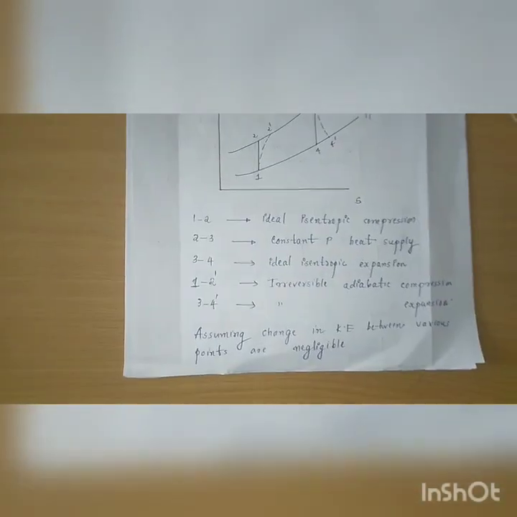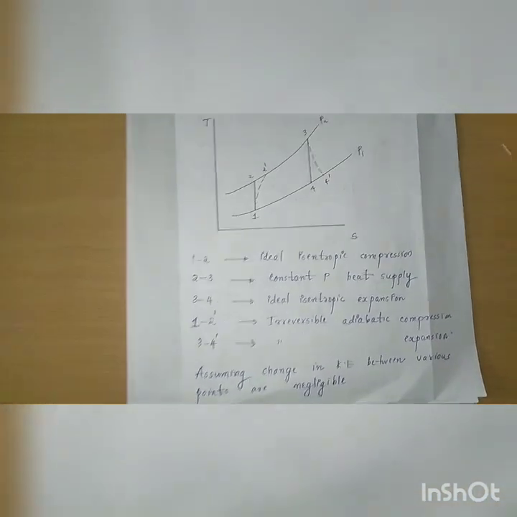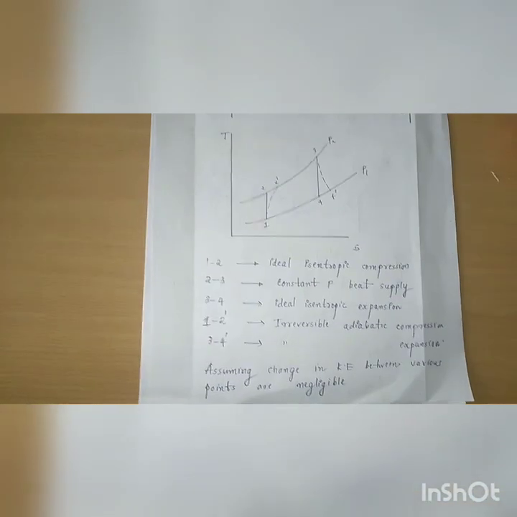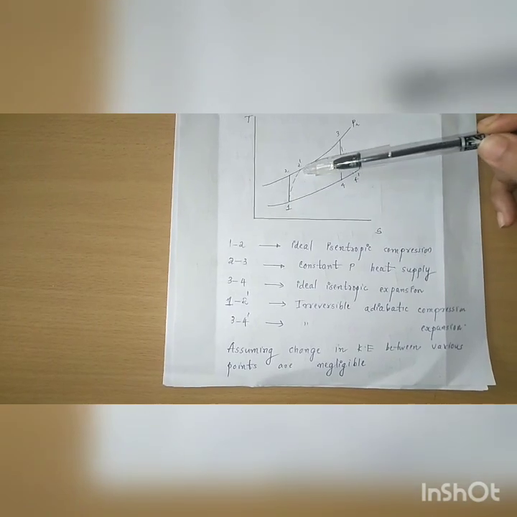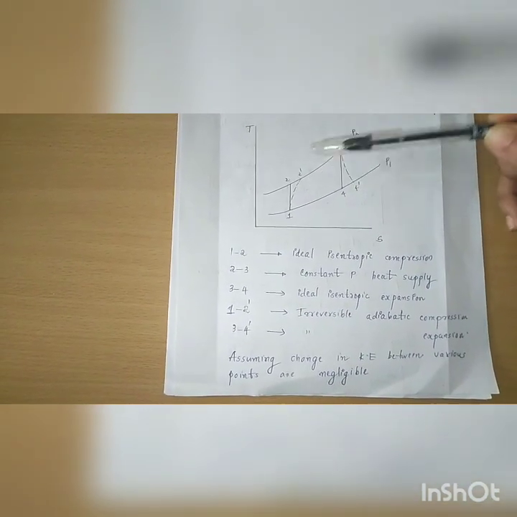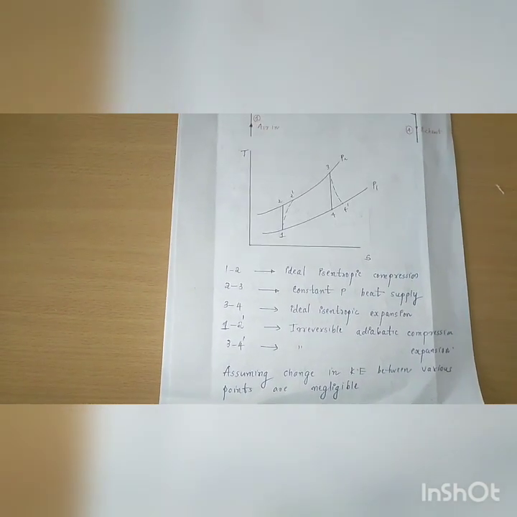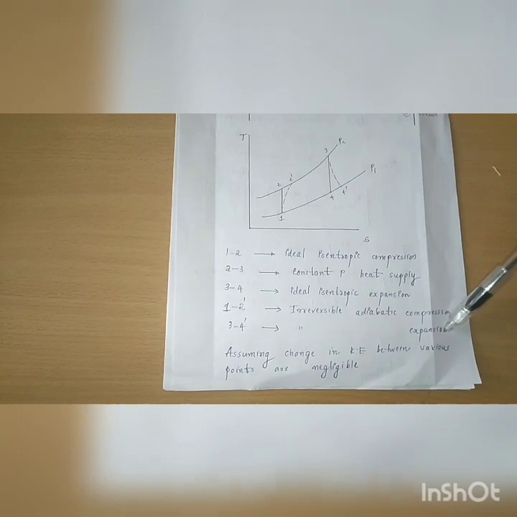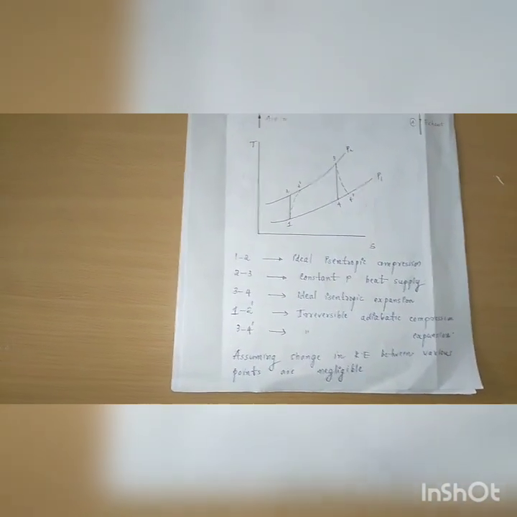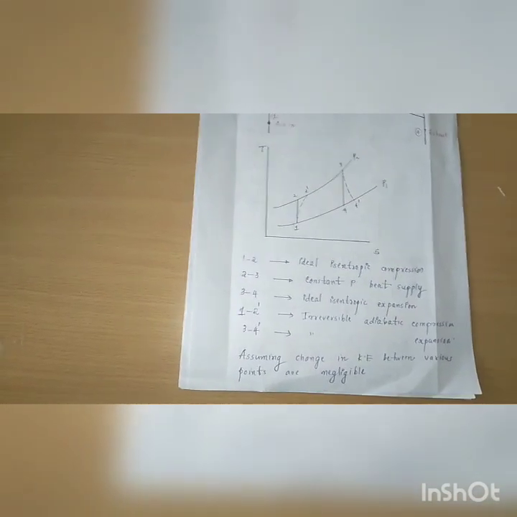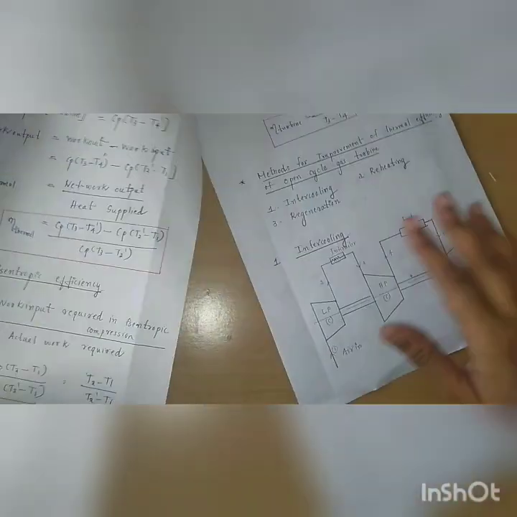Here I explained all the processes: 1 to 2 is ideal isentropic compression, then 2 to 3 is constant pressure heat supply, and 3 to 4 is ideal isentropic expansion. Then 1 to 2 dash is irreversible adiabatic compression, and 3 to 4 dash is irreversible adiabatic expansion. Here we are assuming that the change in kinetic energy between various points is negligible. We know that inside the combustion chamber itself there will be a change in kinetic energy, but we are not considering any kinetic energy change between various points. We have to consider the work output.